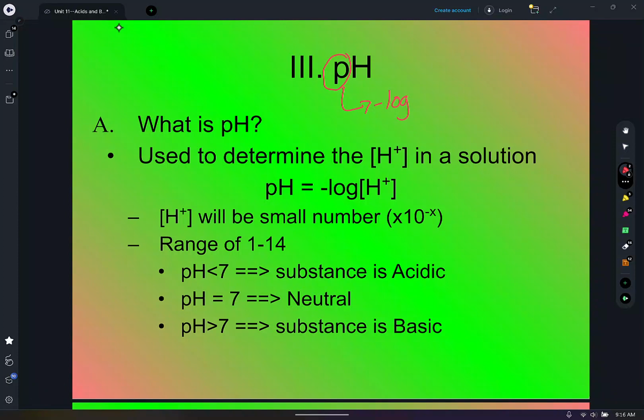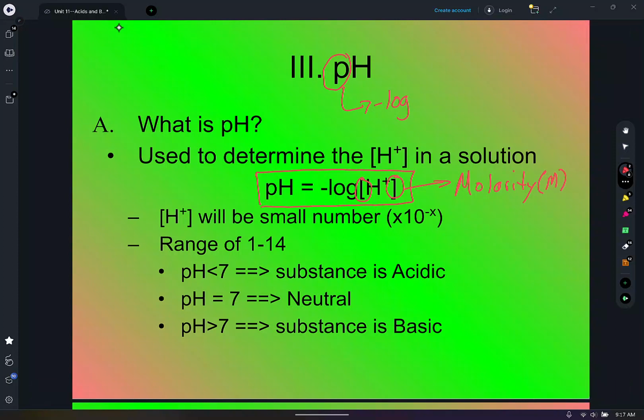pH is used to determine the H plus concentration in a solution. So we're looking at this formula. In terms of pH, pH equals the negative log of the concentration of H plus. Anytime you see these brackets, know that that means molarity. And from here on out, anytime I talk about concentration, I'm always talking about molarity. So again, that is big M.